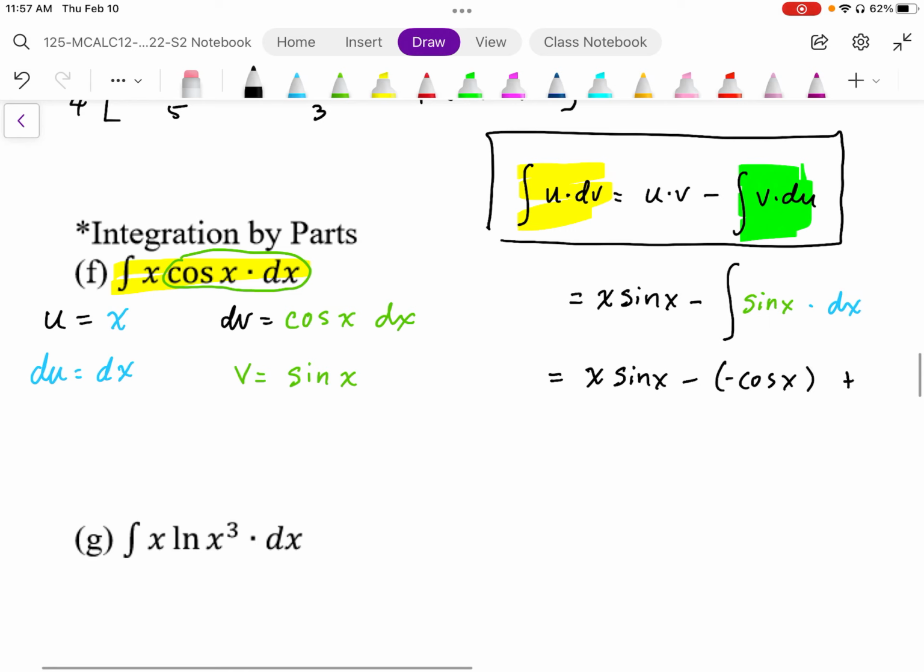And then don't forget the plus c, since it's an indefinite integral. I'm going to simplify this into plus cos x. And then plus c. Again, don't forget your plus c's.